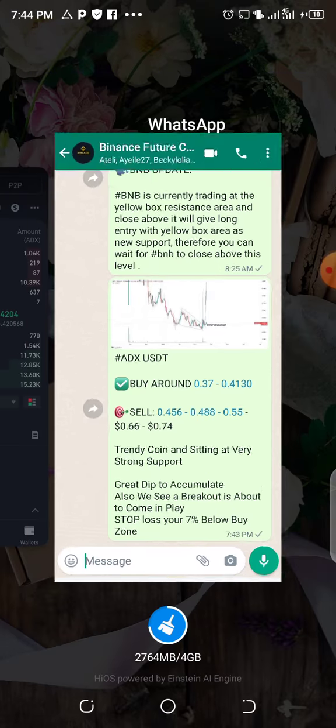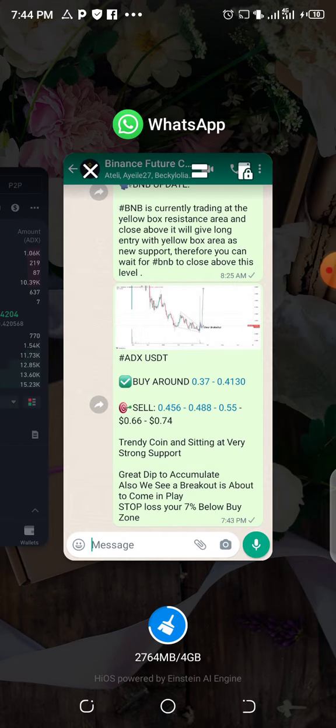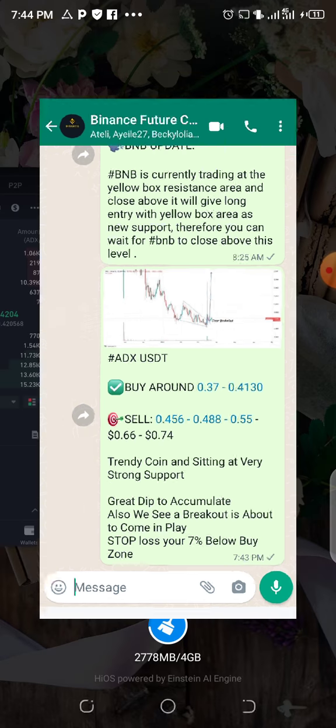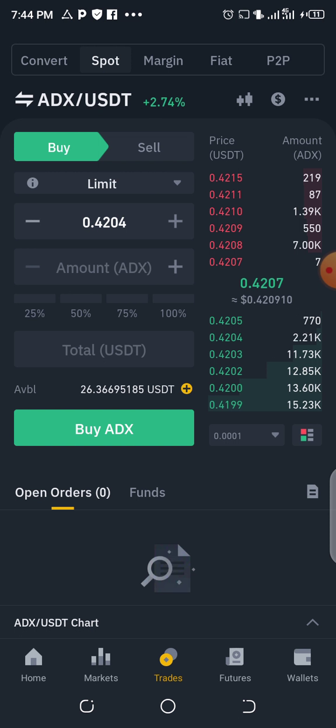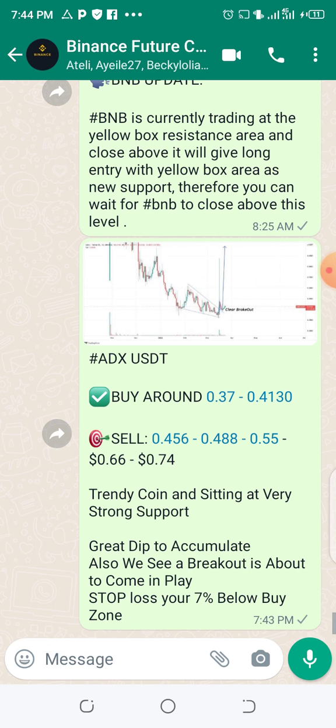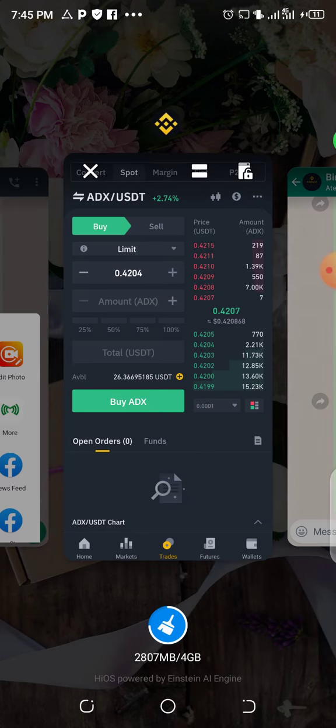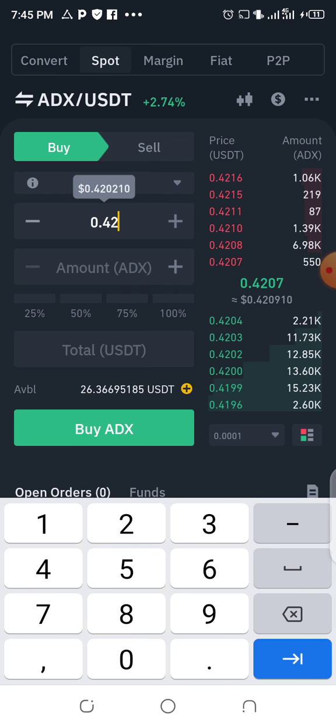Where they asked us to buy, the price has even gone above. If in the morning we entered this trade at 0.37 and right now it is at 0.42, even if you enter with $20 or $50, you would have been in profit by now. Our first take profit target where they asked us to sell is 0.456 and we've not reached there. Second take profit target is 0.488. I may enter a limit buy for this, that if it gets to 0.4130, buy for me. So I'll come here and enter a limit of 0.4130.